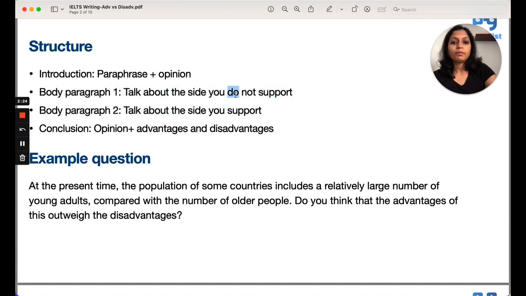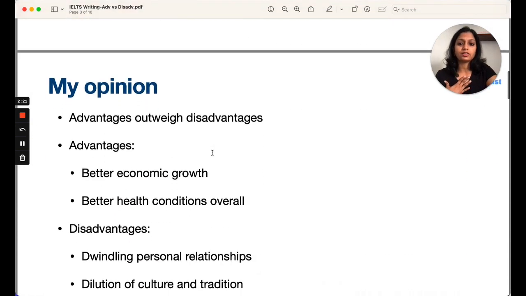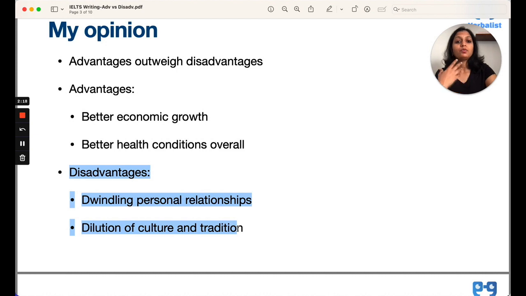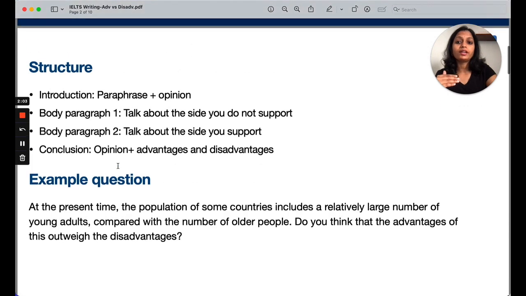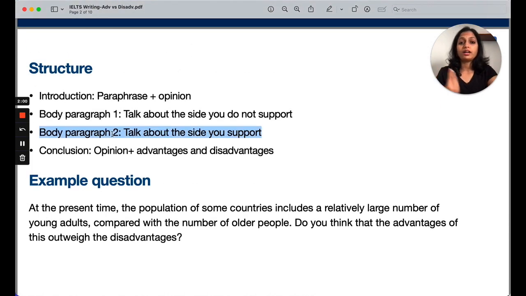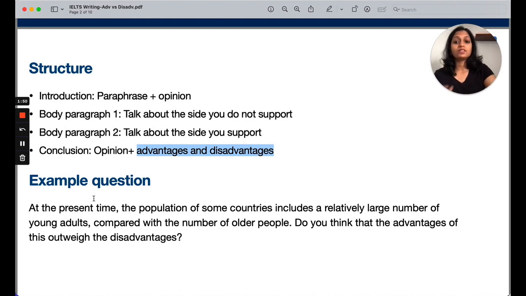When you write about the side that you don't support, in my case the disadvantages, I will be able to say that these disadvantages are negligible compared to the benefits, because clearly the benefits are more important for a country's growth than the drawbacks are. I put that statement, and then when I write about advantages, that's when my answer is more coherent. And in my conclusion, I restate my opinion along with the benefits and the drawbacks. So this is how you structure the benefits versus drawbacks essay.